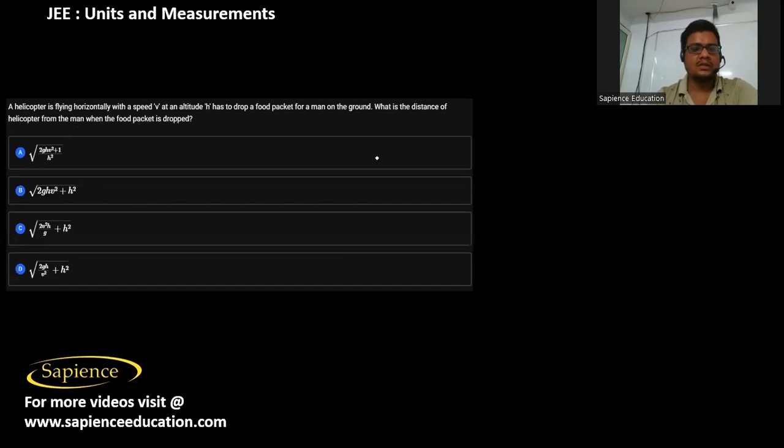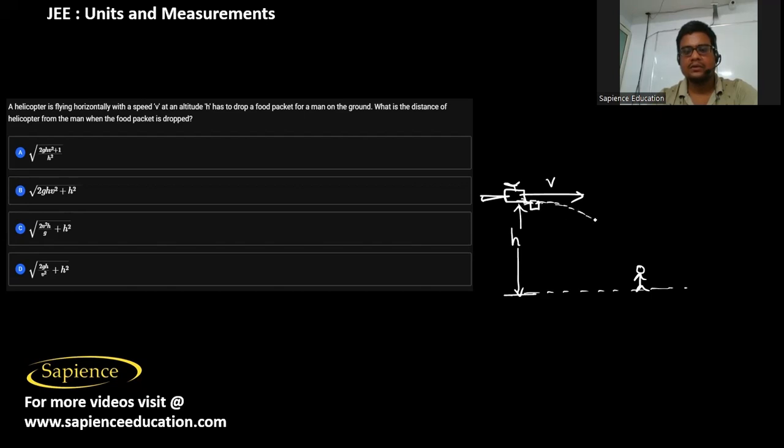Then here it is told a helicopter is flying horizontally with a speed v at an altitude h, and has to drop a food packet for a man on the ground. What is the distance of the helicopter from the man when the food packet is dropped? So it should throw a food packet from the helicopter. So it will fall in a parabolic path.